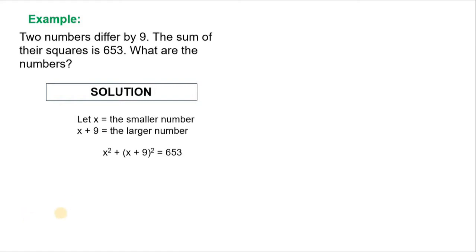We have here x squared as the square of the smaller number plus the square of the larger number equals 653. So the total or the sum of their squares is 653. We have here x squared plus the square of the binomial x plus 9. So I have x squared, and then the middle term I have 2 times x times 9, that's 18x, and plus 81, that's 9 squared, or 9 times 9, I have 81, equals 653.